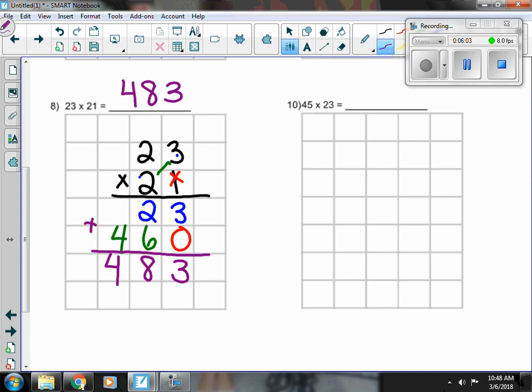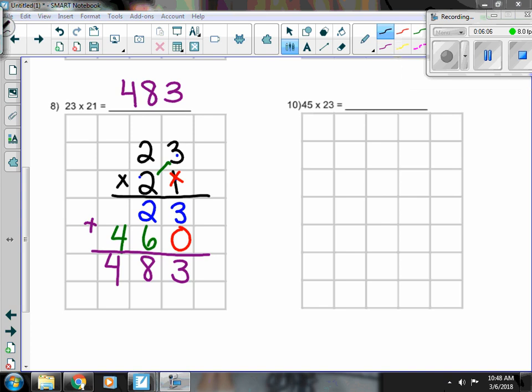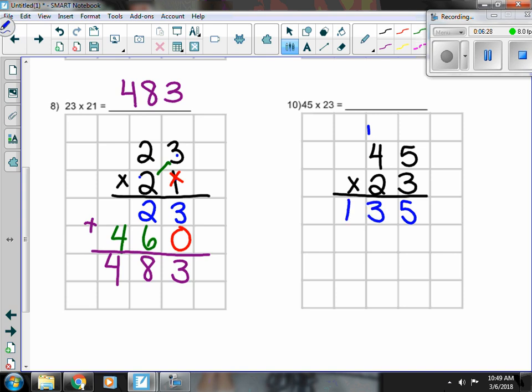Okay, let's look at the next one. I have 45 times 23. My first step was multiply the number in the ones place. So 3 times 5 is 15. 3 times 4 is 12, plus 1 is 13. Then when I finish that, I cross off what I've already used and I add my 0. Then I multiply everything by this 2 in the tens place. 2 times 5 is 10. 2 times 4 is 8, plus 1 is 9.